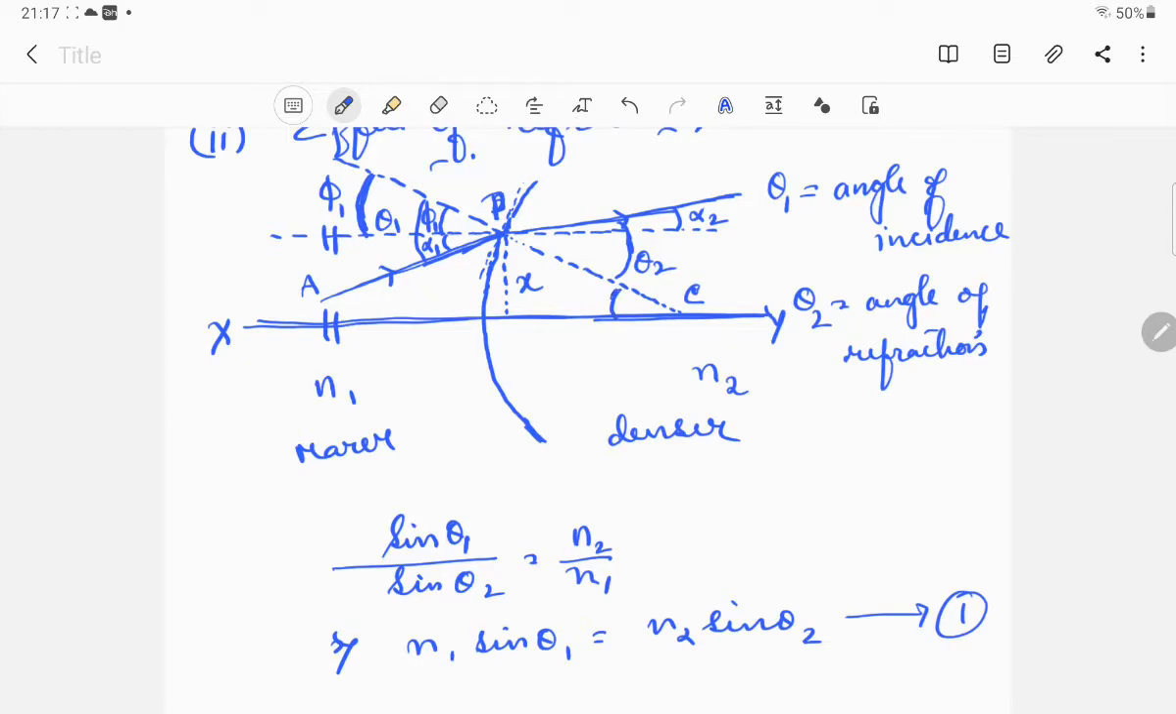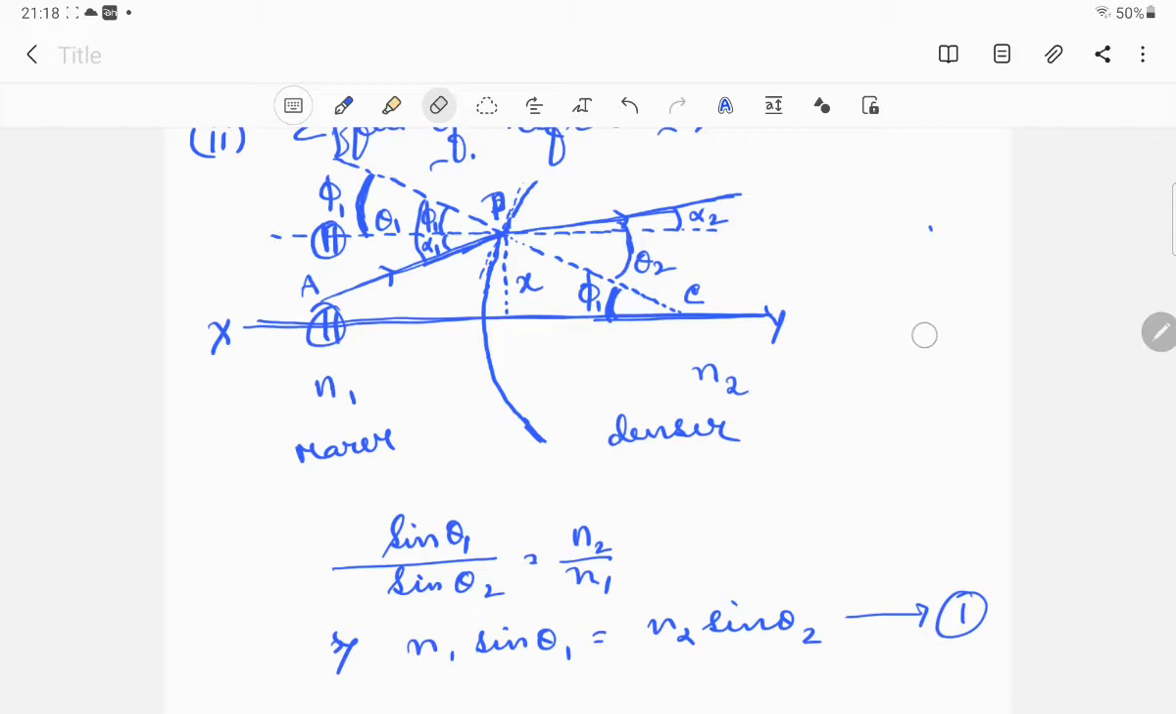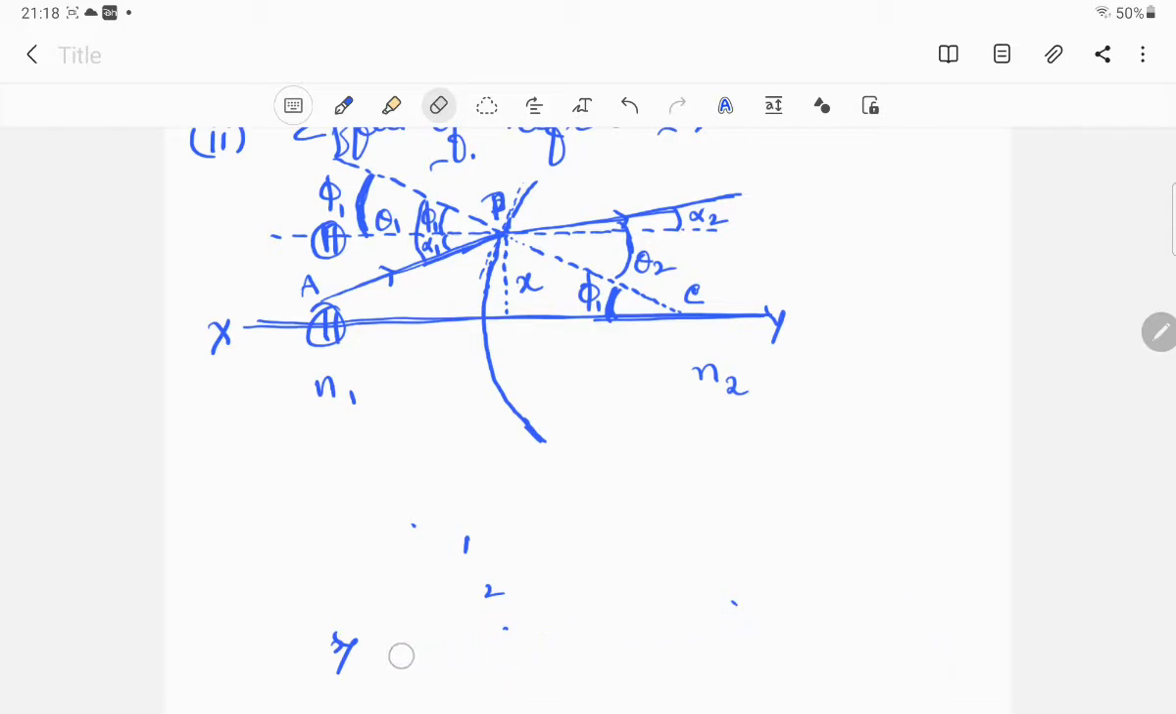So this angle will also be phi 1 from the simple geometry we have, because these two are parallel. So these two angles are phi 1 and phi 1. So this is the simplest one. So let me remove all this. Theta 1 and theta 2 are the incident angle and refracted angle. All of you know about it. So I am just going to remove all this. Equation 1 is already noted.